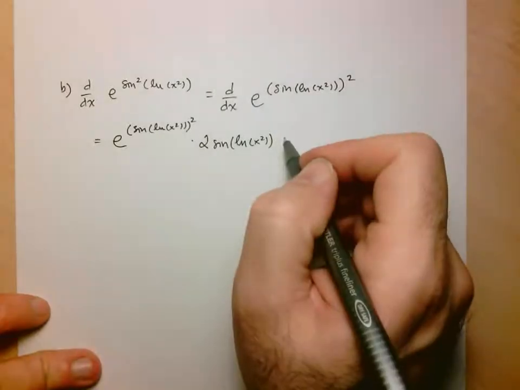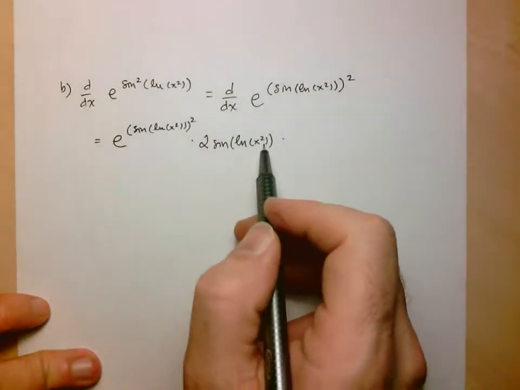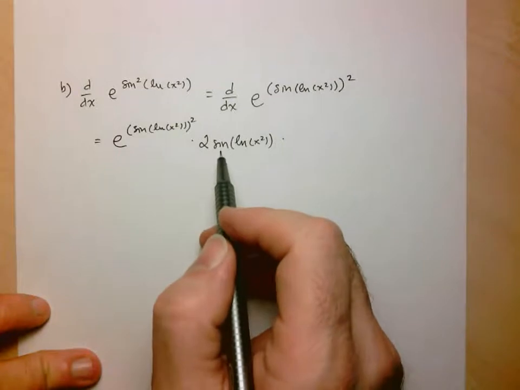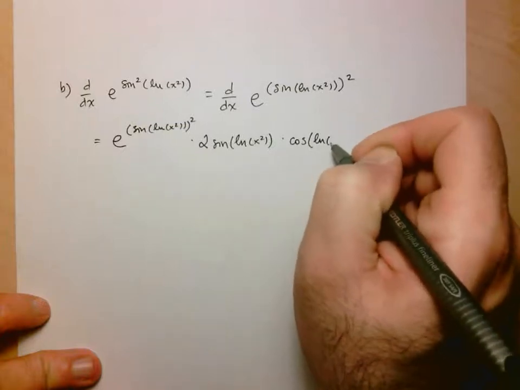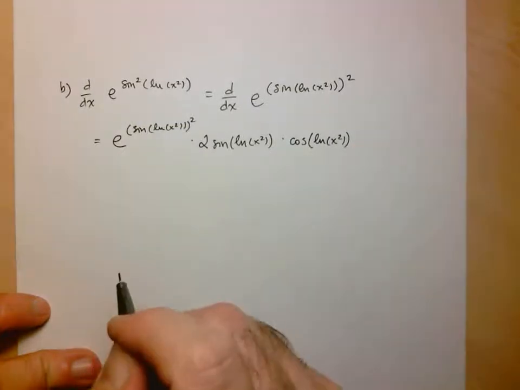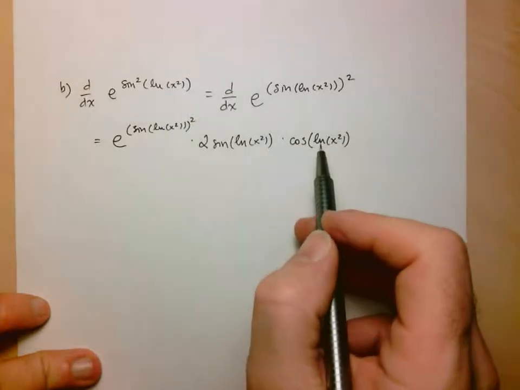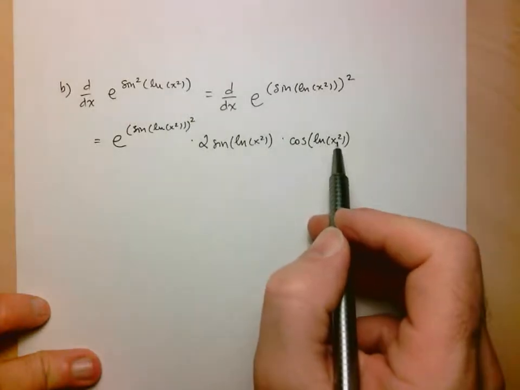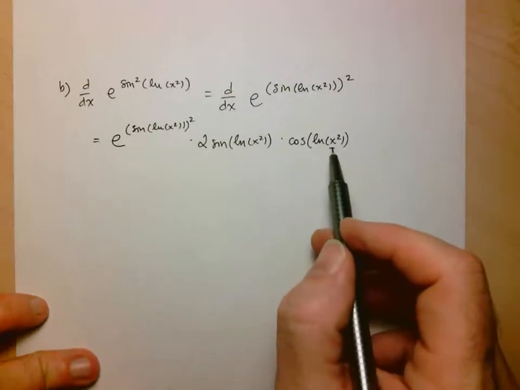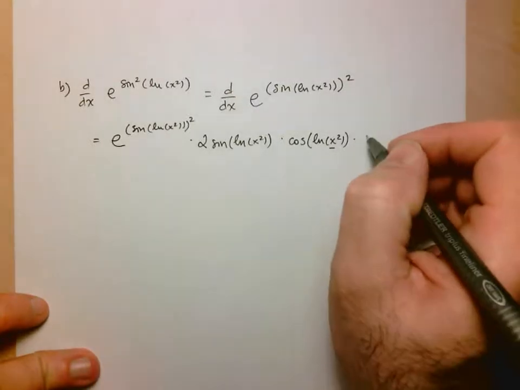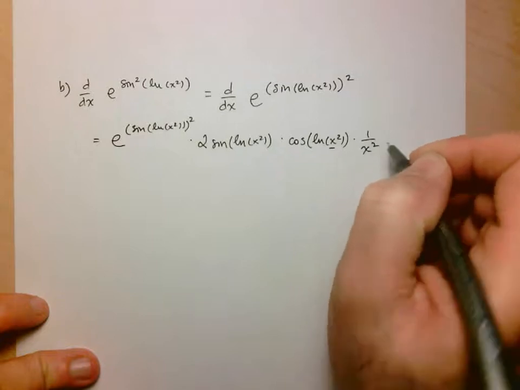Okay, so let's move on. Now I go to the interior function again. I have a sine function. What's the derivative of sine? Just cosine. So it's going to be cosine of ln x squared. Okay, let's move now inside again. I have ln of x squared. So that now acts like my u. What's the derivative of ln u? It's just 1 over u. So it's times 1 over x squared.